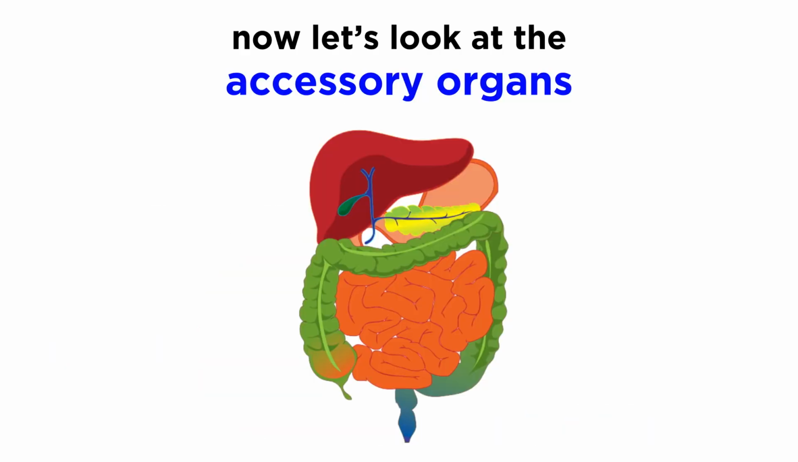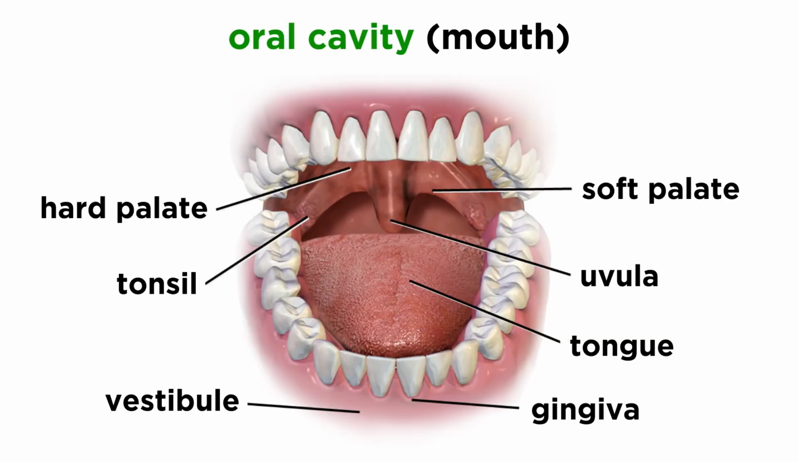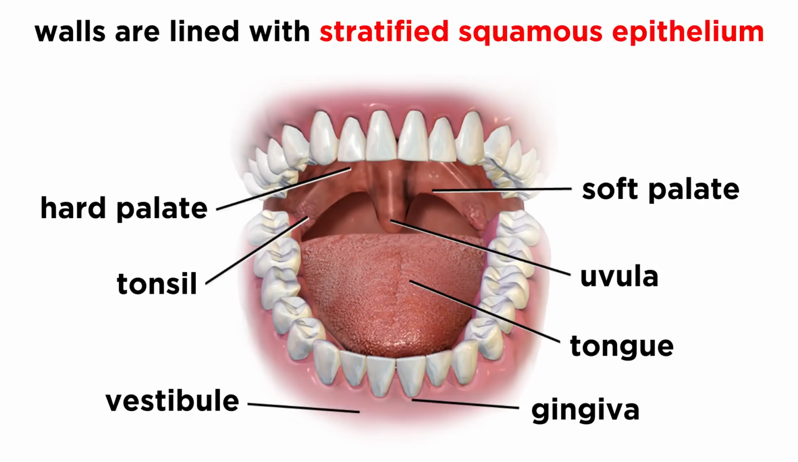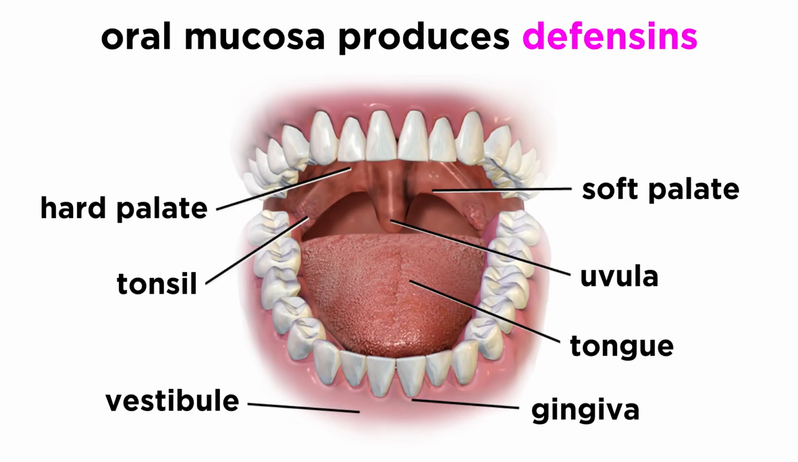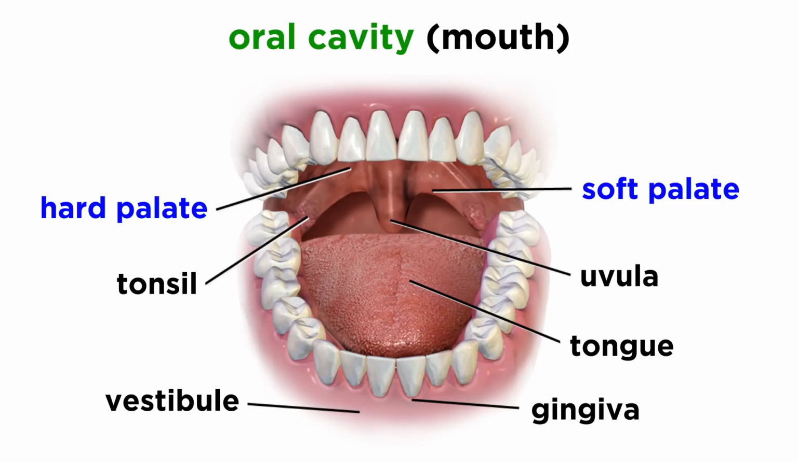Now that we have the basics down regarding the GI tract, let's look at the accessory organs. We already talked a bit about the mouth, or the oral cavity, when discussing the sense of taste, so here we will just highlight the features relevant to digestion. The walls of the mouth are lined with a thick stratified squamous epithelium, and the oral mucosa produces antimicrobial peptides called defensins, since this region will need a lot of protection from the elements. We can also see the hard and soft palate, the uvula, and the palatine tonsils.